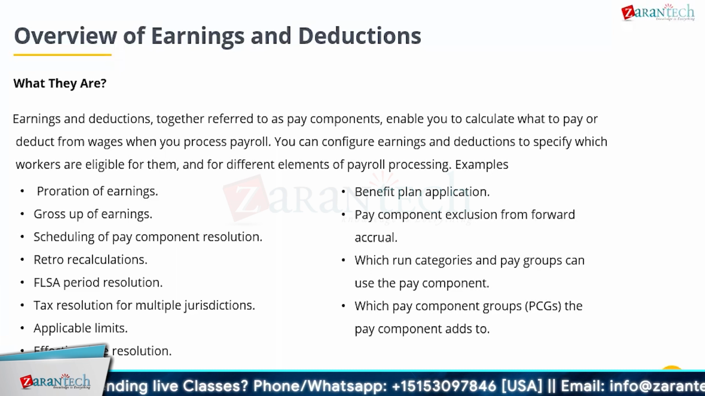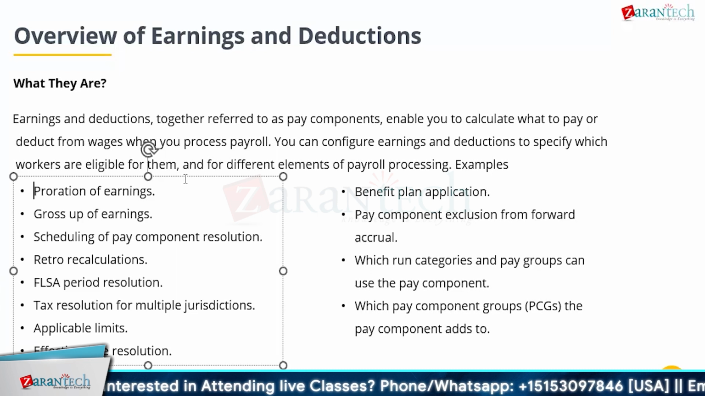The framework process that we earlier touched upon is the overall pillar of how payroll should be processed, when payroll should be processed, and for whom the payroll should be processed. But in payroll, what you are processing is your earnings and deductions and taxes. Taxes are of course different; we'll talk about them separately. So you can configure earnings and deductions to specify which workers are eligible, how that earning is going to process, and what the proration is.